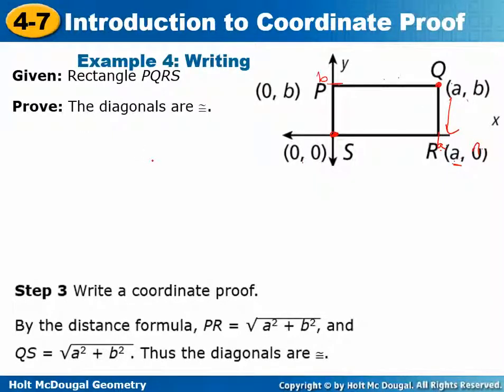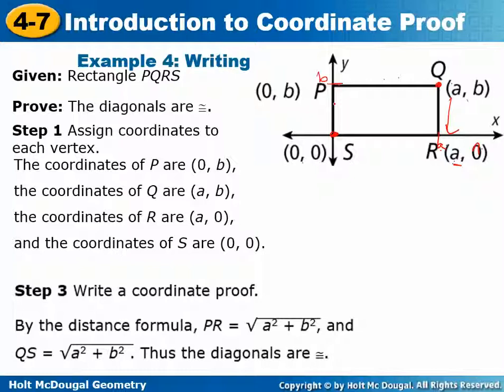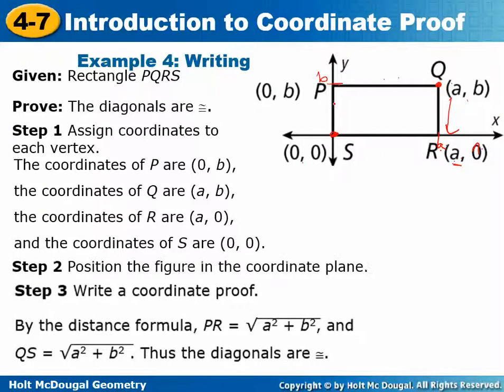Now, I have to prove that those diagonals are congruent. So step 2 is to position the figure in the coordinate plane. Did that. Now I have to do step 3, write a coordinate proof. So let me draw these in. Here would be PR and here would be SQ. If those are the same, then I will know that I've proved that the diagonals are congruent.